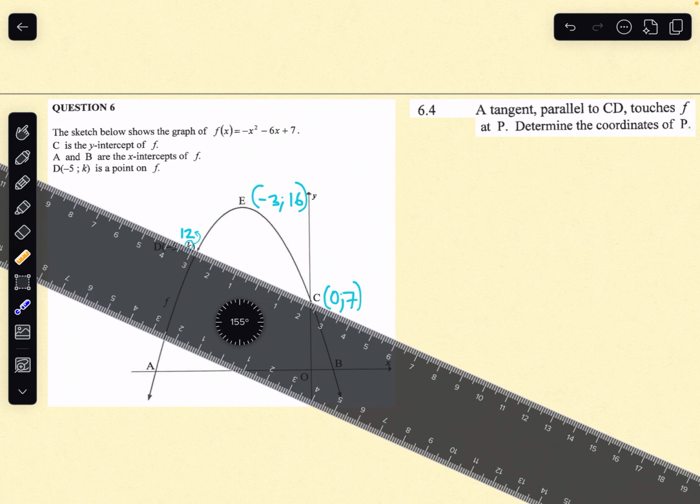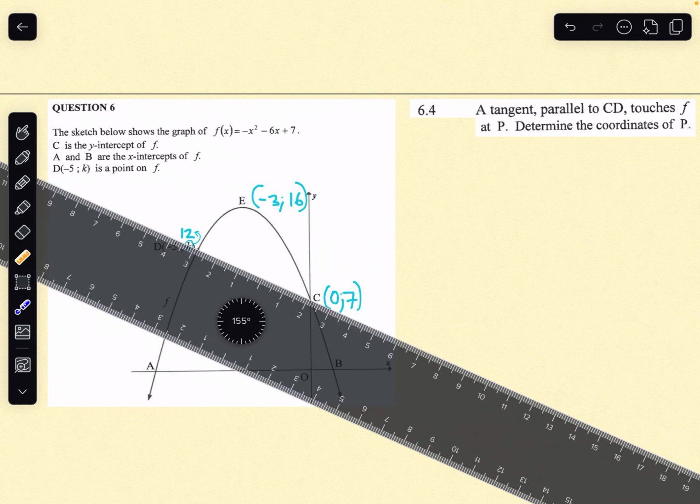Then I let it go and then it just does its own thing. Yeah, when I roll. My gosh.